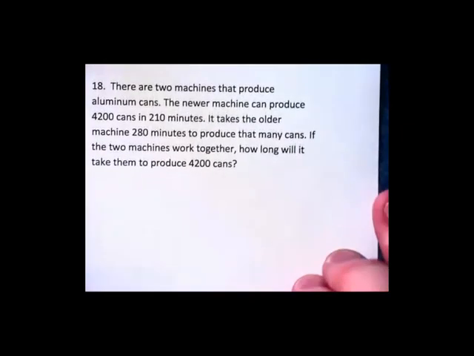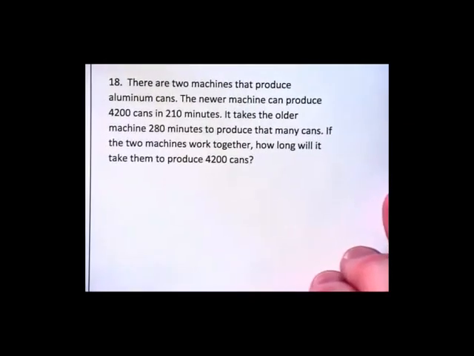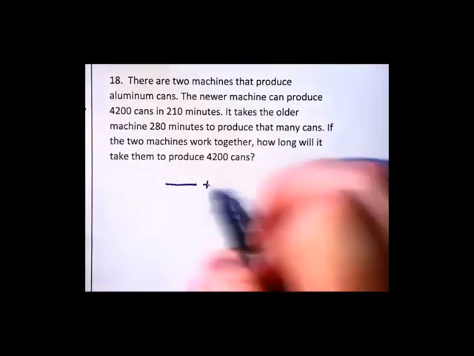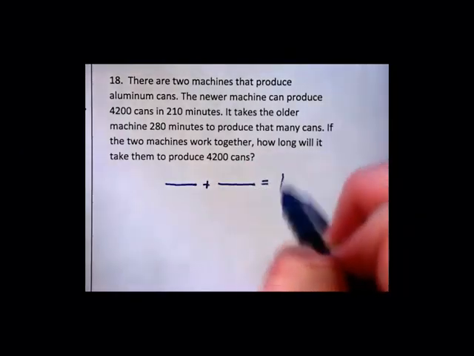Finally, here we go. 2 machines producing aluminum cans. Newer machine can produce 4,200 cans in 210 minutes. Old machine 280 minutes to produce this if they work together. It's one of those work problems. Fraction plus fraction equals 1.